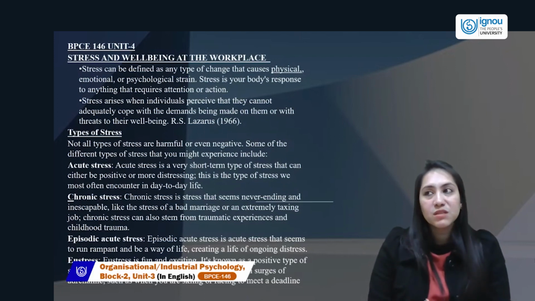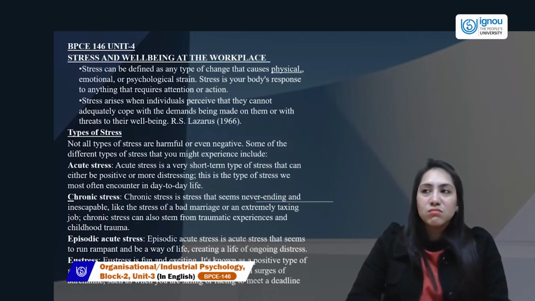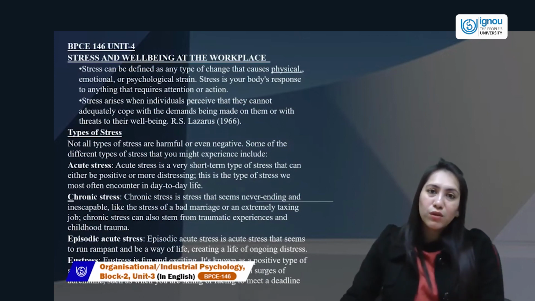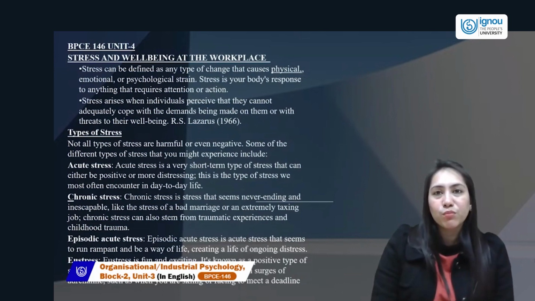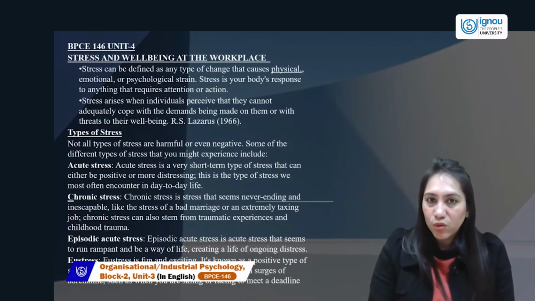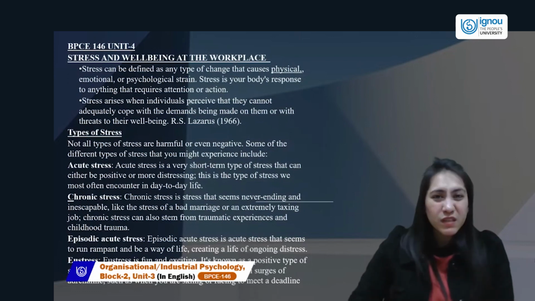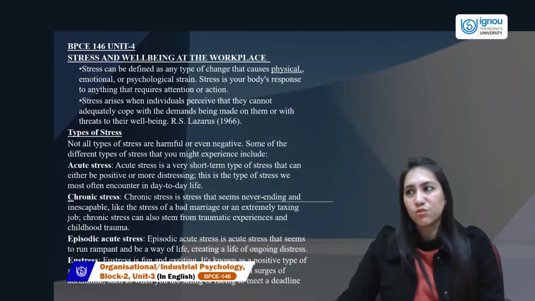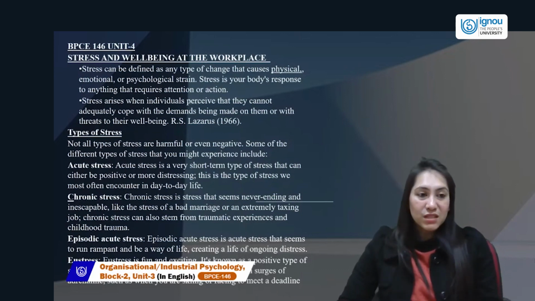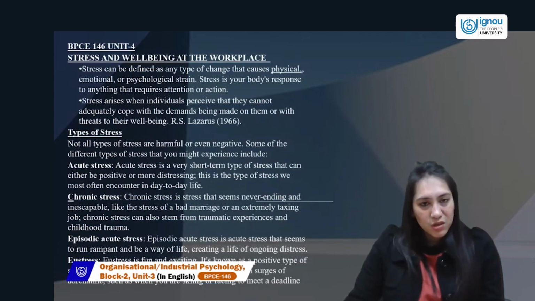A lot of people experience stress at the workplace because they do not have proper support at home. Probably their parents did not pay attention to them when they were young, and that's how they always feel unattended to, and that's what they feel in their organization also. So that's how childhood trauma impacts you and gives you a never-ending stress, which is chronic stress.